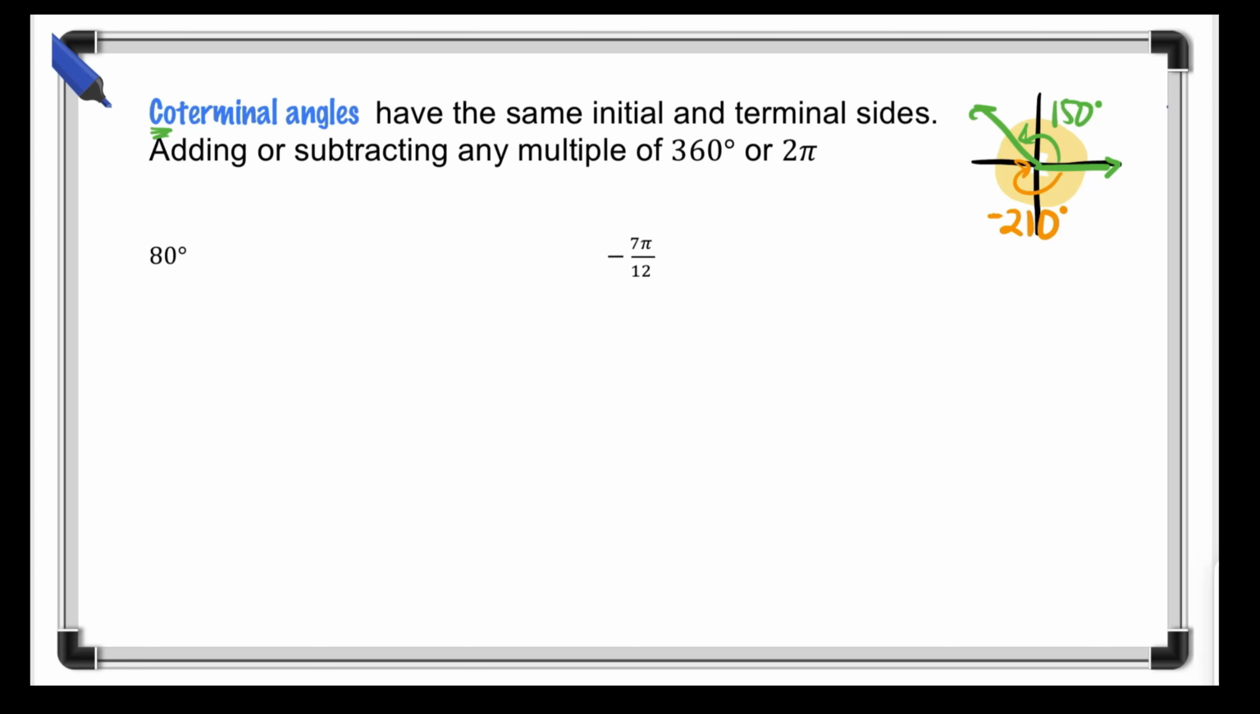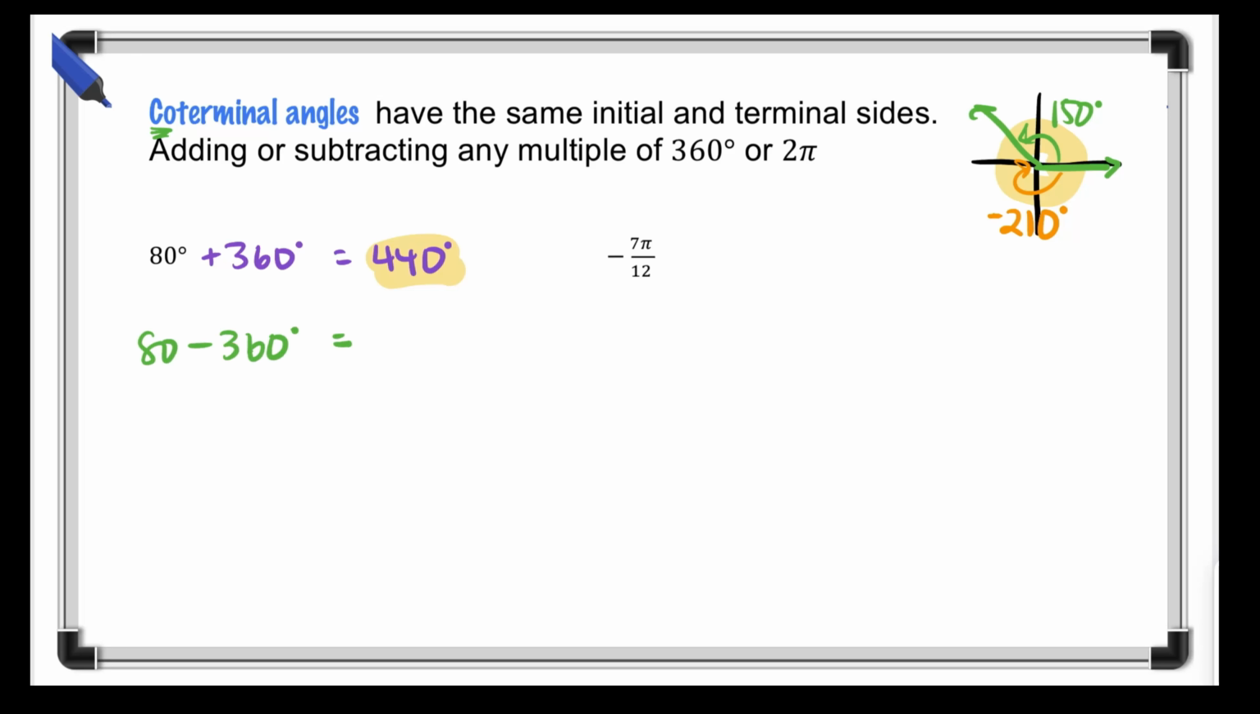You're going to add or subtract appropriately. So let's say for 80, I want to get a positive coterminal angle. I would take my 80 and add 360 to it, which would get me 440. So 440 is a positive coterminal angle to 80. And then if you want the negative, you would just take 80 and subtract 360.